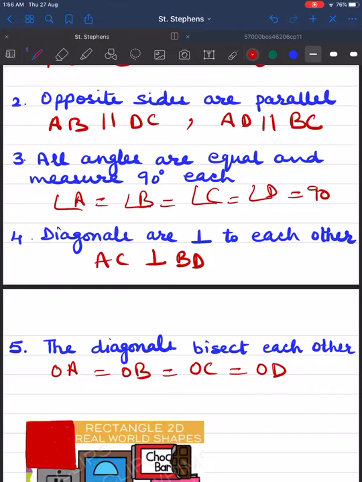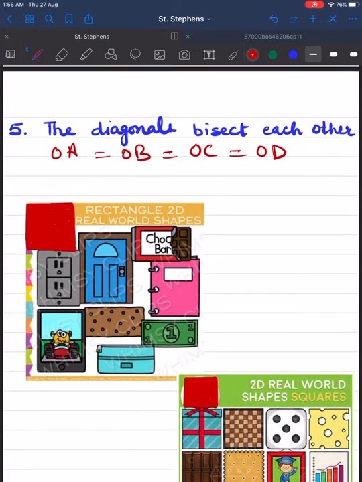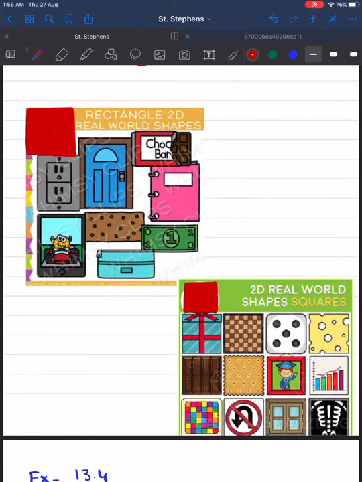Children, I hope all the concepts are clear to you, and here are some real life pictures of rectangles and squares, and I hope you can recognize them on the basis of their properties.